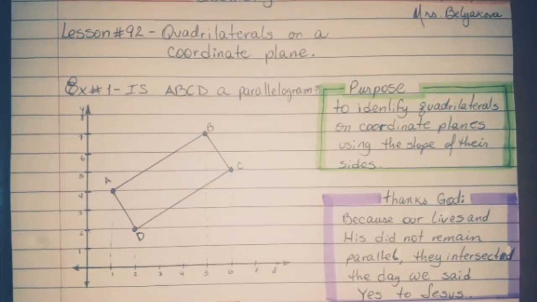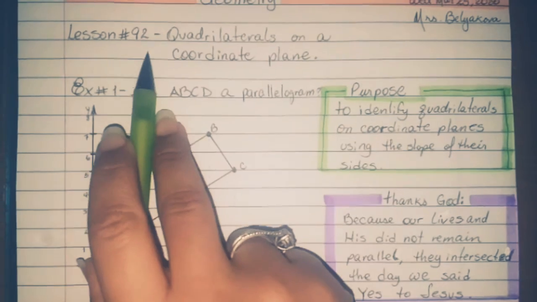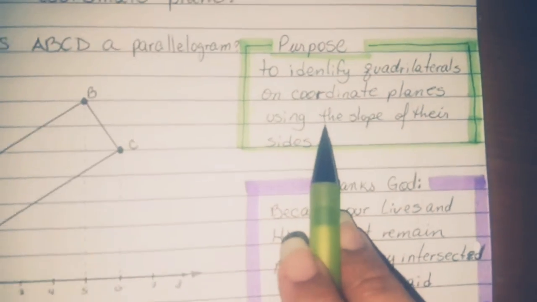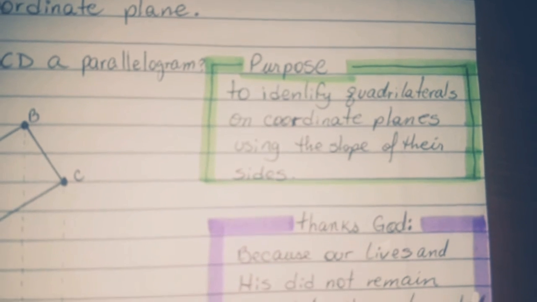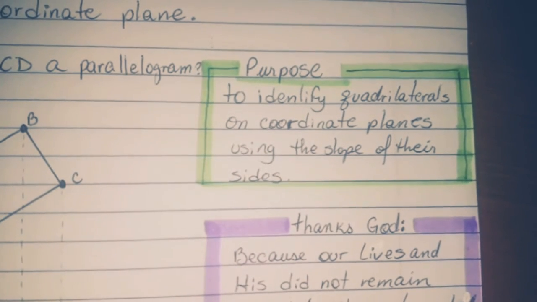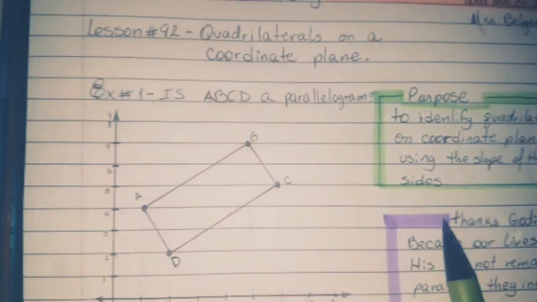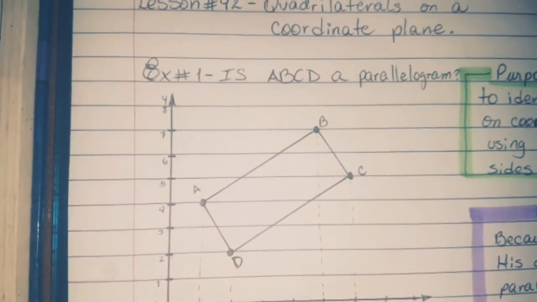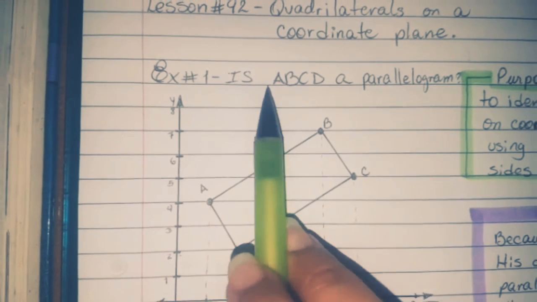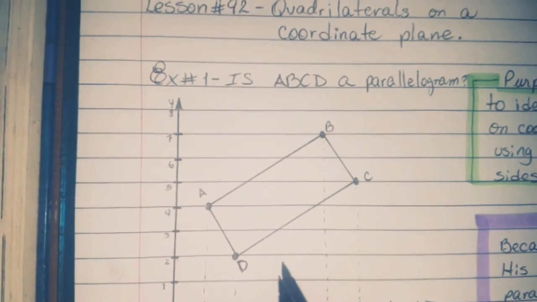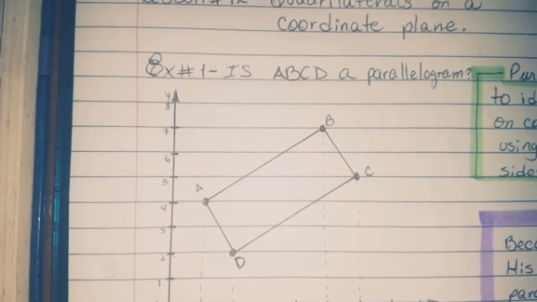Today's lesson, lesson 92, is quadrilaterals on a coordinate plane. The purpose of this lesson is to identify the quadrilaterals on a coordinate plane using the slopes of their sides. For example, in example number 1, it says, is ABCD a parallelogram? It is asking me if it is a parallelogram.